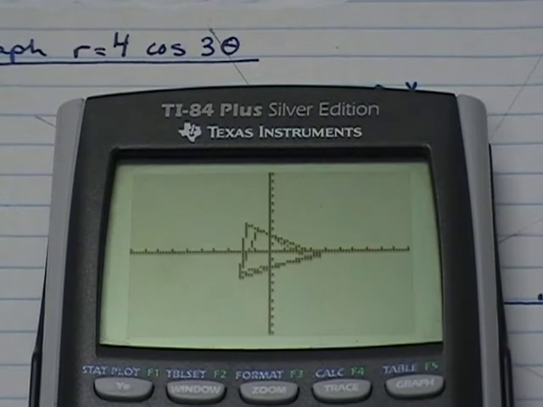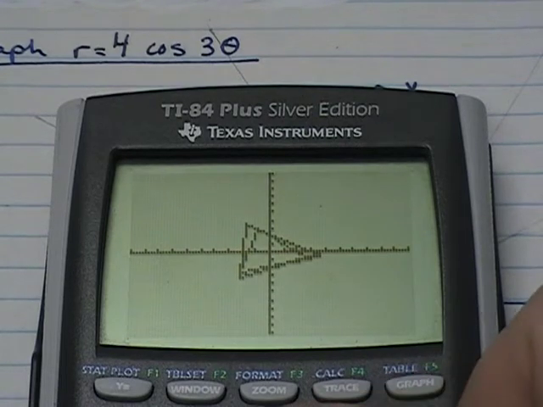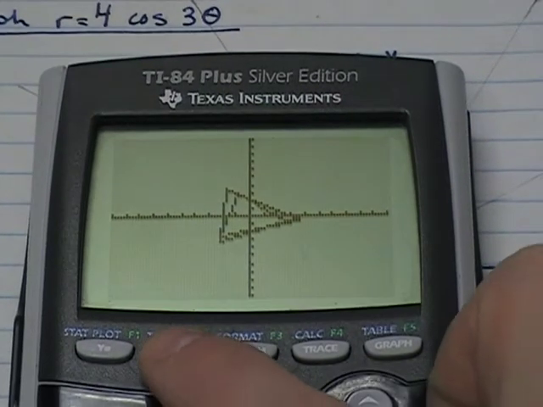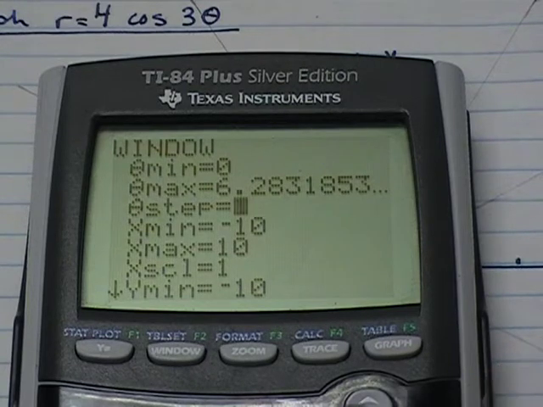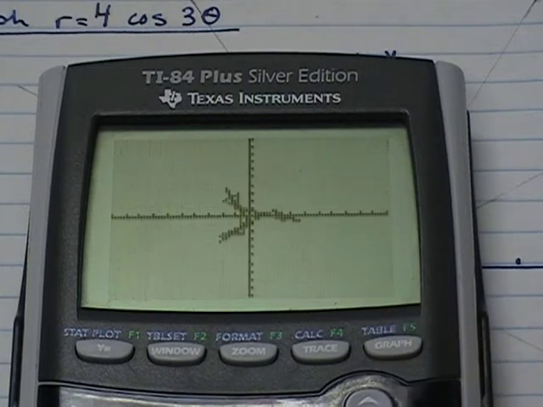I'm going to hit graph, and that looks kind of ugly to me. If you ever get a polar coordinate graph that doesn't look smooth and curved, 99.9% of the time the problem is with your window. So go to your window. Theta is 0 to 2 pi. Theta step is 1 radian. Now, what we're doing is we're starting at 0 and making a point. We're going to 1 radian and making a point. We're going to 2 radians and making a point. And we're only getting 6 points. So what if I make this 0.5? We're going to get more points. Let's graph it.